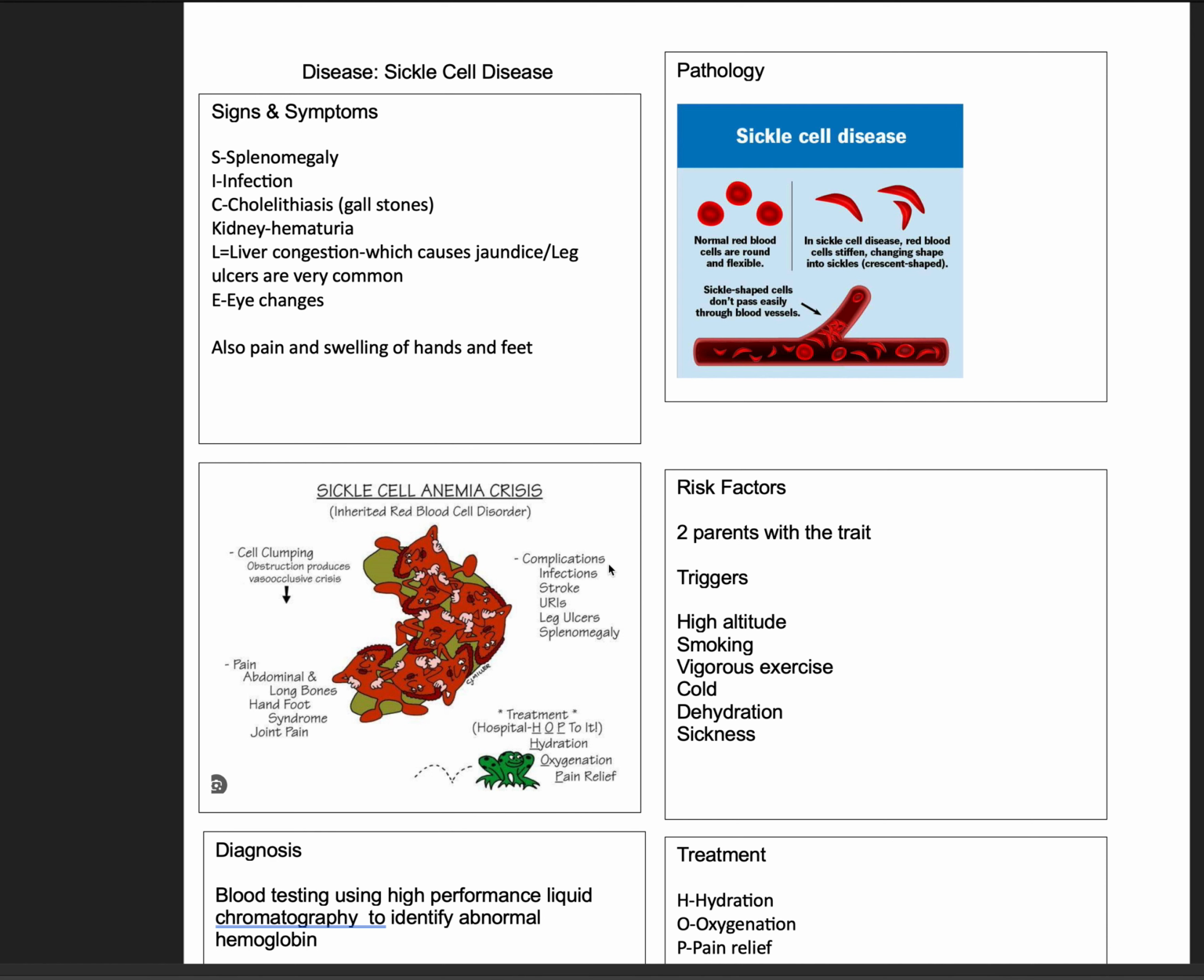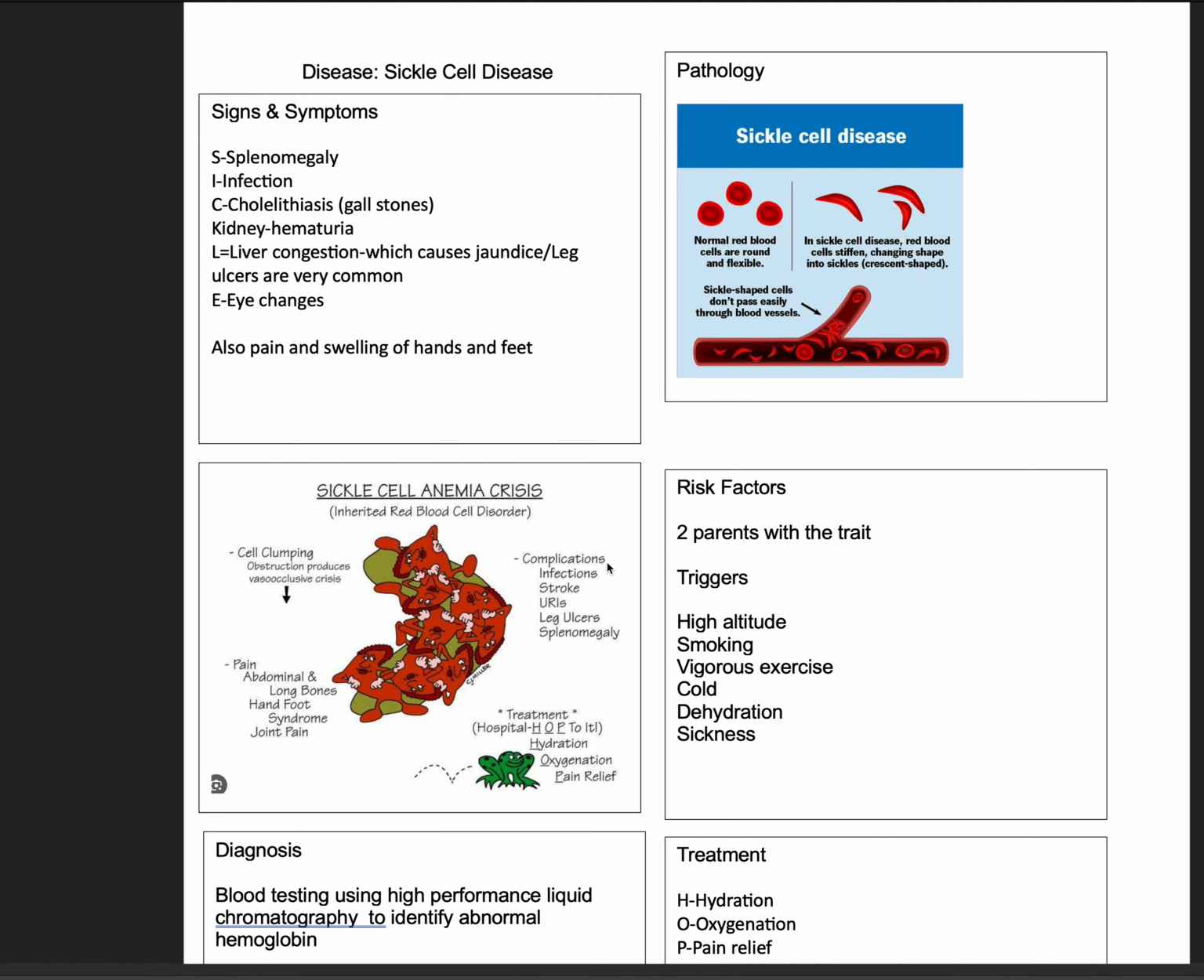They can also have a stroke as these blood vessels get caught in the brain, the brain vasculature. They can get upper respiratory infections because they're going to be prone to infections, leg ulcers, and splenomegaly. I talked about that. The pain, abdominal and long bone pain is the type of pain they can have. They can have hand and foot pain, joint pain, as the cells clump, okay? And it causes a vascular occlusive crisis.